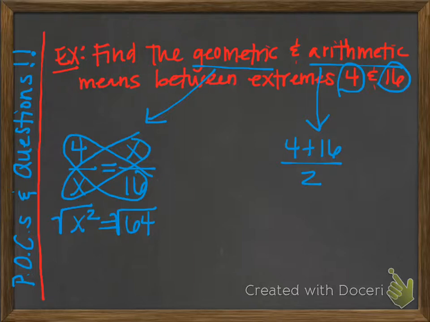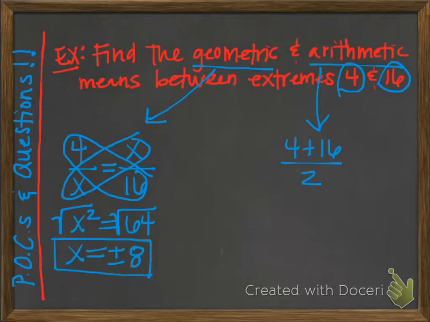The square root of x squared is actually just x. The square root operation and the squaring operation are opposites, so they undo each other. And that's going to equal the square root of 64, which has two square roots. It can be a positive or a negative 8. Positive 8 times positive 8 gives you 64, and negative 8 times negative 8 gives you 64. So you actually have two values that could be the geometric mean for 4 and 16.